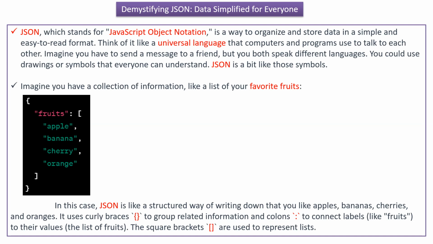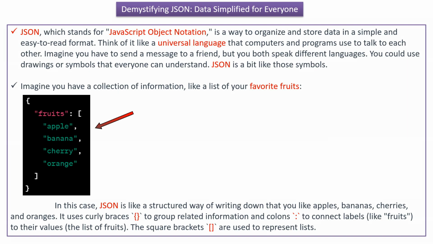We can think of JSON like a universal language that computers and programs use to talk to each other. Imagine you have to send a message to your friend, but you both speak different languages. Then what you can do is use drawings or symbols that everyone can understand. JSON is a bit like those symbols.